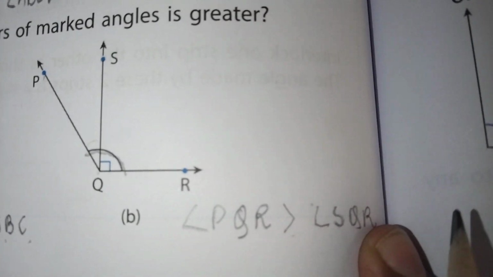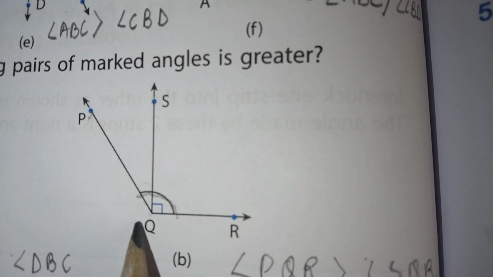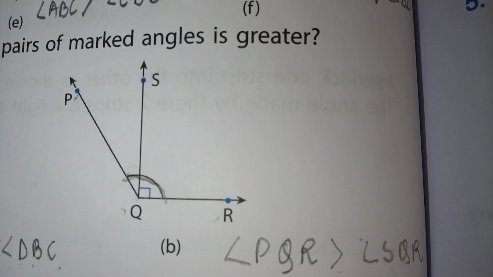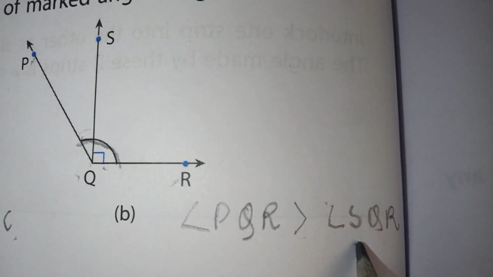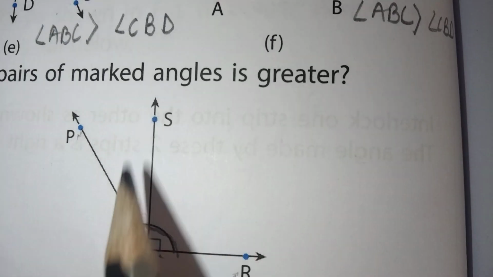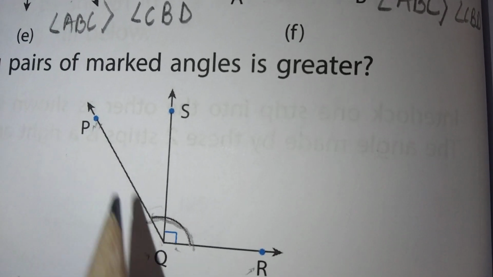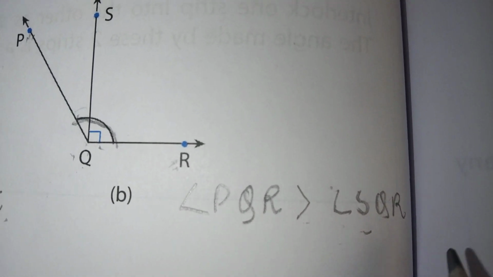Let's come to the B part. Okay, first name the angle. Angle PQR, this angle. Then the next angle is angle SQR. Now between both these angles, which one is greater? It is apparent that angle PQR is greater than angle SQR. So here I have marked.